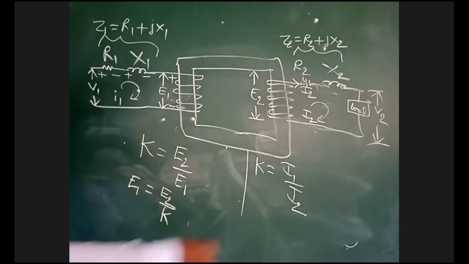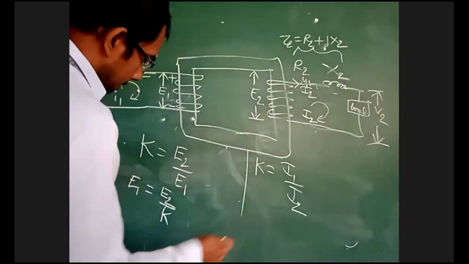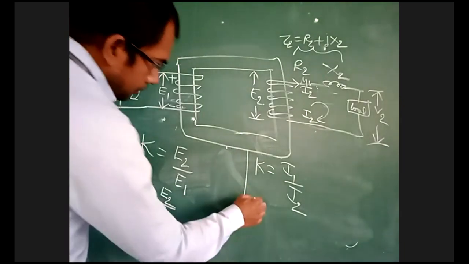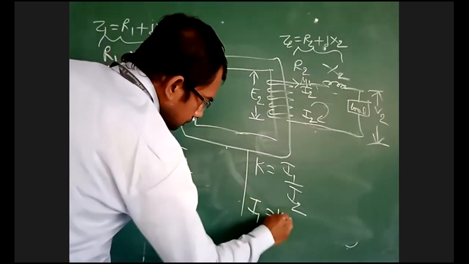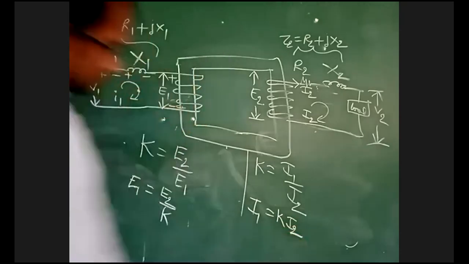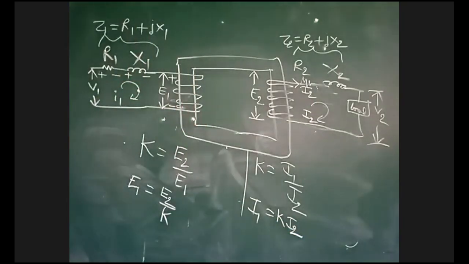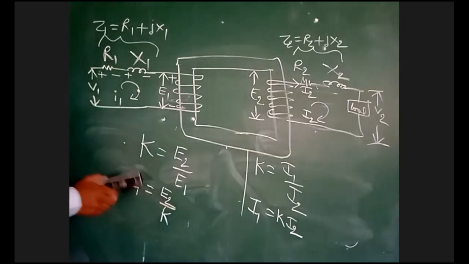E2 by K. Similarly here, I1 is equal to K. See what I am doing. I am representing the secondary voltage E2 and secondary current I2 in terms of E1.